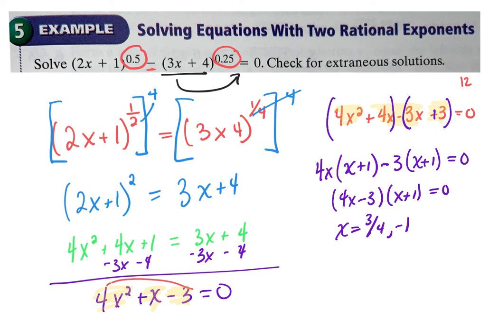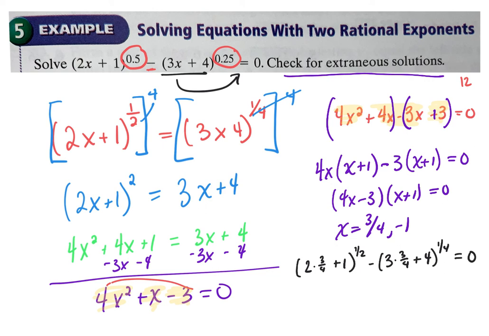Yes, you have to check your 3/4. You do have to check for extraneous solutions here. So we are talking in the real number world here. We're going to plug in 3/4 and we're plugging negative 1 back into our original equation. So I'm going to say 2 times 3/4 plus 1 to the 1/2, because that'll make more sense in our brains, minus 3 times 3/4 plus 4 to the 1/4 equals 0. So far, so good.